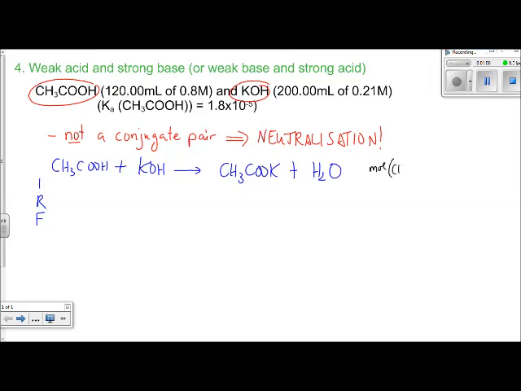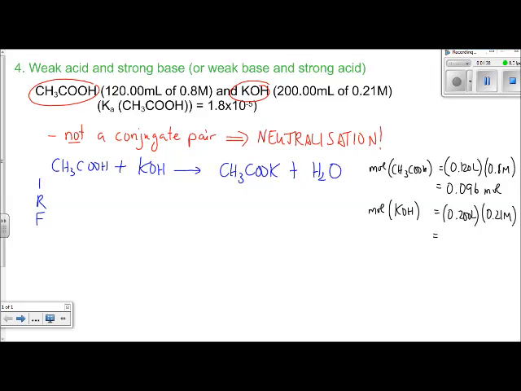In our IRF table, we need initial amounts of acetic acid and KOH. We're given volumes and molarities, so we can figure out the moles of acetic acid by multiplying the volume given by the molarity, 0.8. That gives us 0.096 moles. And then we can also figure out the moles of KOH in the same way. So we're given a volume and a molarity, and we'll multiply those to get 0.042 moles. So that's what we start with. That's what's initially put into the beaker.